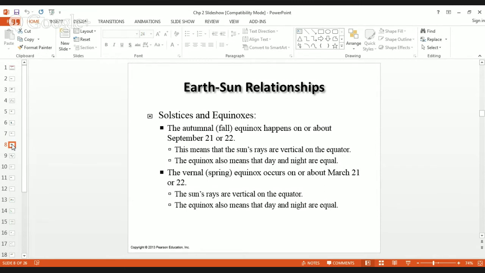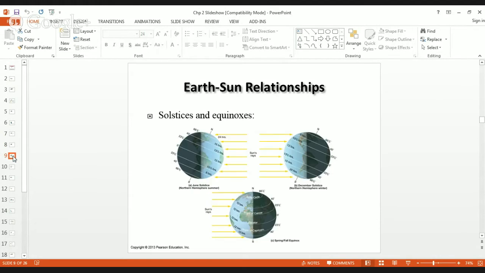An easy statement that helps with the equator, equinox, and equal amounts of daylight is that during the equinox, the sun is directly over the equator, which is a 90-degree angle, and that creates equal amounts of daylight and darkness. Moving on into solstice and equinox.